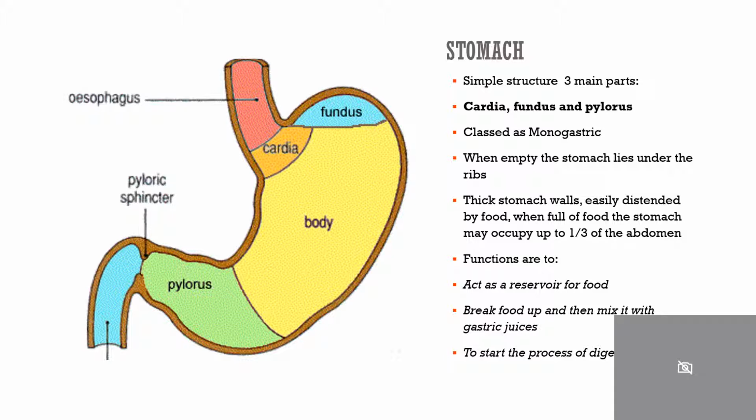The stomach. The stomach is quite a simple structure, and it has three main parts: the cardia, the fundus and the pylorus. We class the stomach as being monogastric. When empty, the stomach should lie under the ribs. We have thick stomach walls that are easily distended by food, and while full of food, the stomach may occupy up to a third of the abdomen. The functions of the stomach are to act as a reservoir for food, break food up and mix it with gastric juices, and to start the process of digestion.